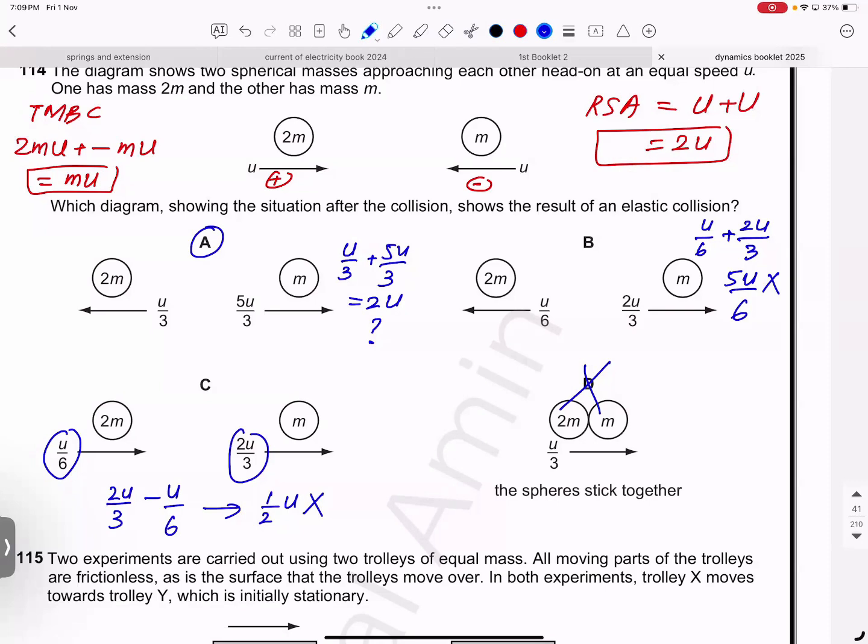Maybe if more than one option has the same relative speed of separation, then we will try to find total momentum after collision. We used that already in a table question a while ago. In this question, we did not need it.